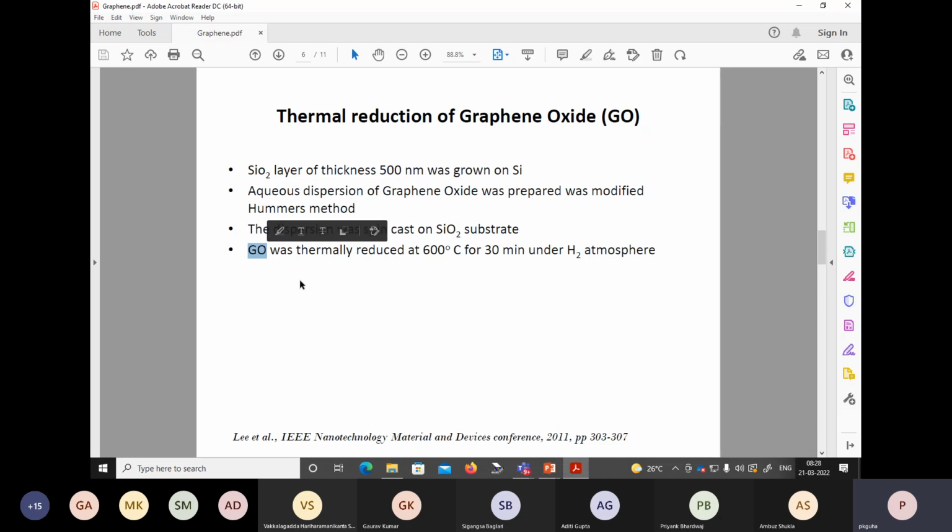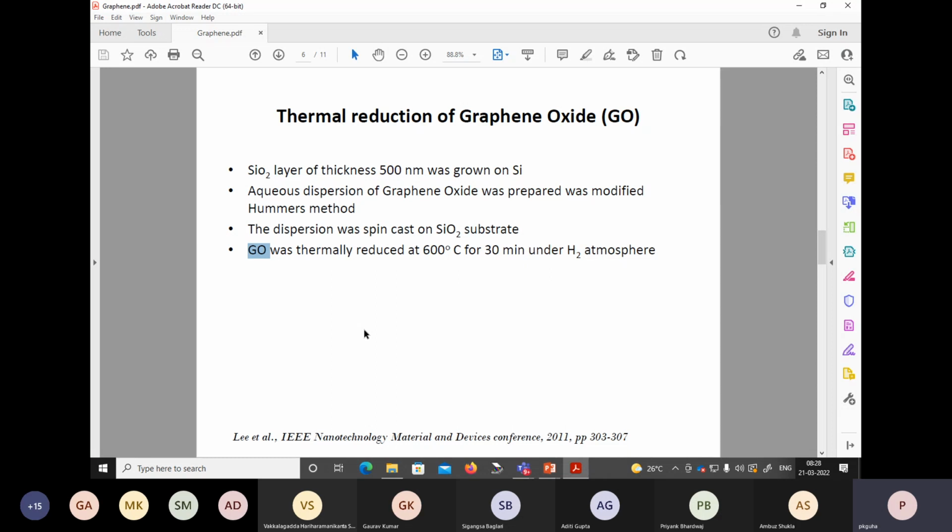There are different ways to reduce graphene oxide, and one of the reduction techniques is thermal reduction. Okay, so you heat treat this graphene oxide, and you basically reduce or remove those functional groups to end up with quote unquote graphene, but it is not 100% pure graphene because all the functional groups will probably not be removed.